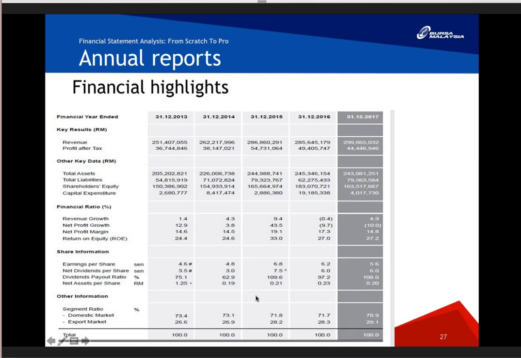Then you have the earnings per share and things like that. So the important thing is the growth.